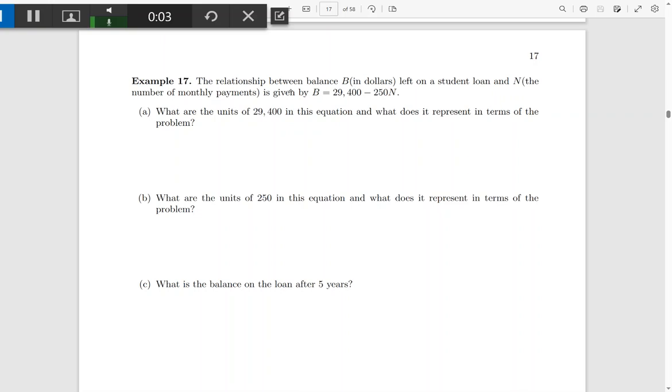So this equation is giving the relationship between the balance that you have on your student loan, represented by B, and the number of monthly payments that you make on that by the letter capital N. So the question is, what are the units on the 29,400? And we have to look at this in terms of the y equals mx plus b.